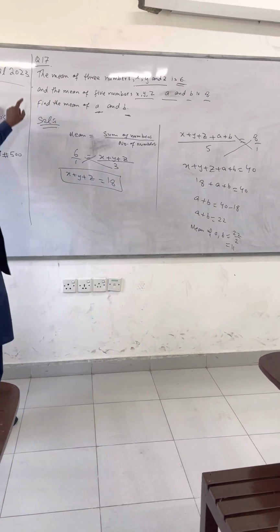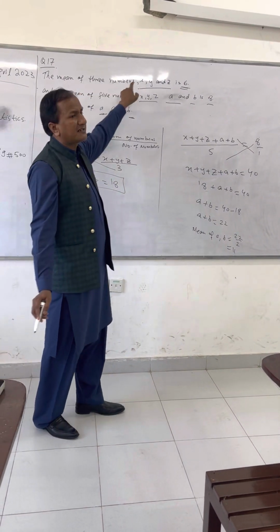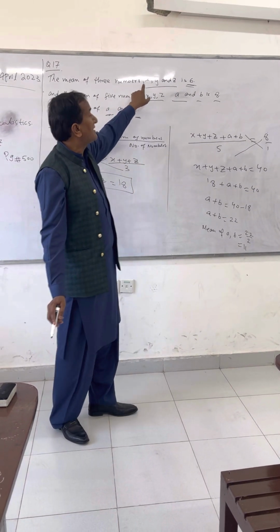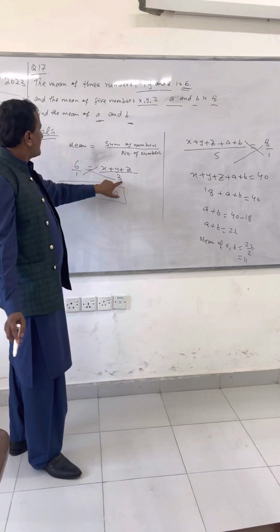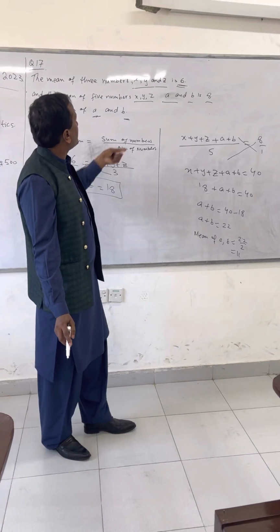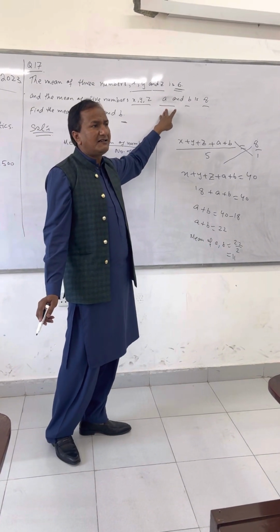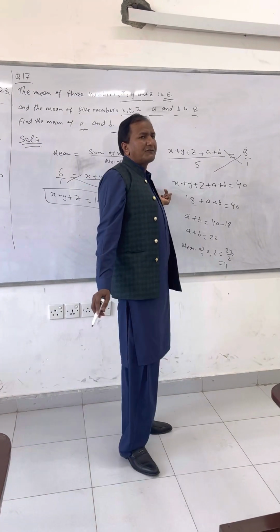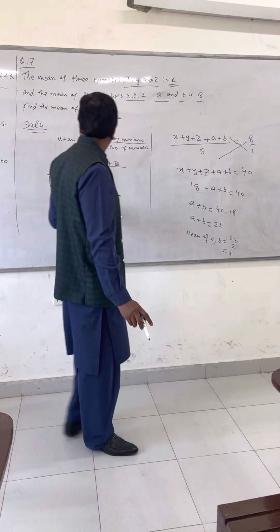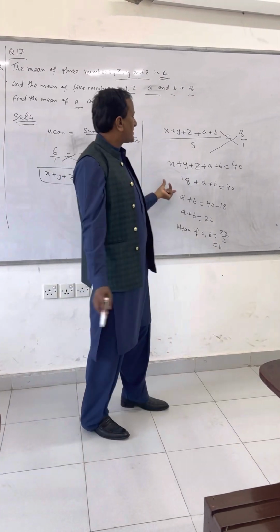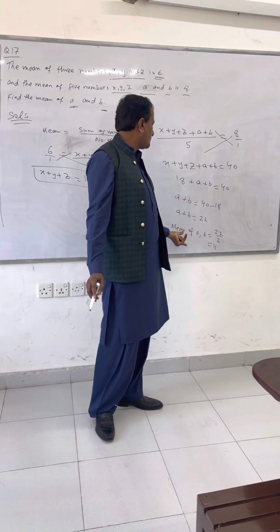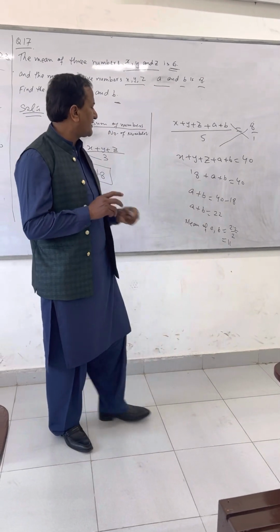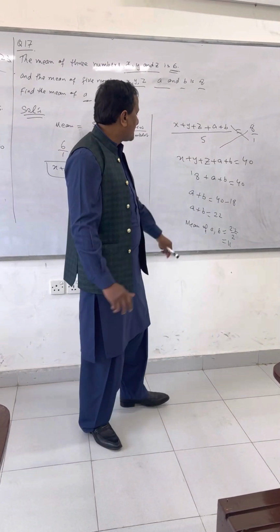Please listen to this question again. The question was, first, the mean of the three numbers is given, which is 6. We find the total sum of the numbers x, y and z, which is 18. Then the second part of this question is the five numbers: three numbers x, y and z, and the two numbers added, a and b. Now we find the total sum of the five numbers, which is 40. The sum of the three numbers is 18. We subtract 18 from 40, which gives us 22. Because we have two numbers, we divide by 2 to get the mean value of a and b. Each number's mean is 11.